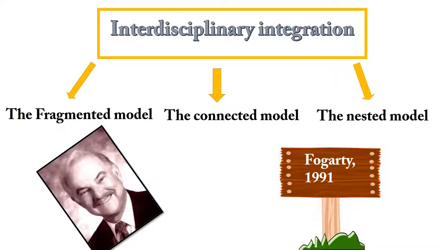Fogarty 1991 lists 10 models of integration that can fit within these three categories. Within interdisciplinary integration, there are 3 models listed by Fogarty, including the fragmented model, the connected model, and the nested model. The nested model, for an example, is used to target multiple skills within a certain subject area. This could involve targeting social skills through collaborative work, thinking skills through pattern recognition, and geographical content through recognizing sedimentary layers, all within one set lesson or series of lessons.